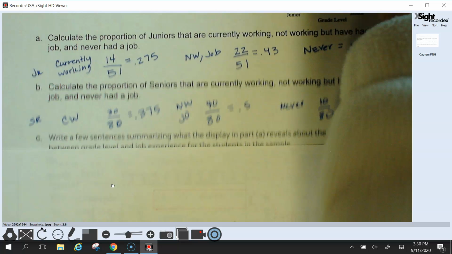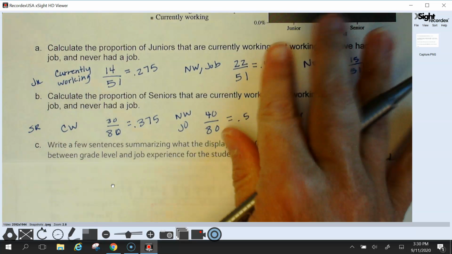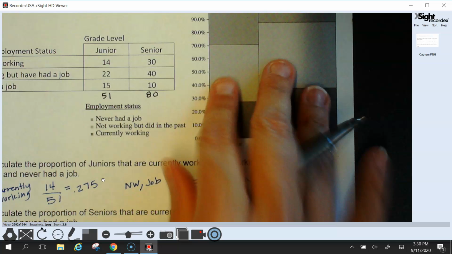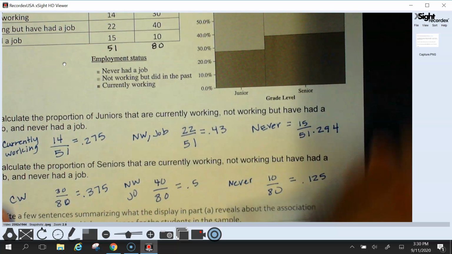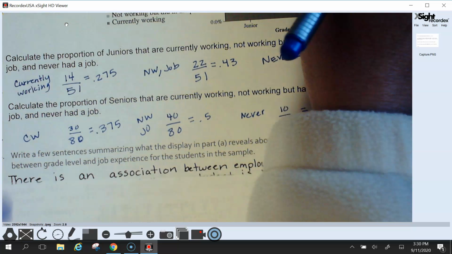Now the last question says write a few sentences summarizing what the display reveals about the association between the grade level and the job experience for the students in the sample. Okay, so we're looking to see if there's a relationship. Now remember, for no relationship, we also talked about this in the video, the categorical variable. Our segmented bar chart, what we would have had to have here is these would have had to be very equal. So what we would have needed is all of these percents to be equal. Notice they're not. So there has to be an association.